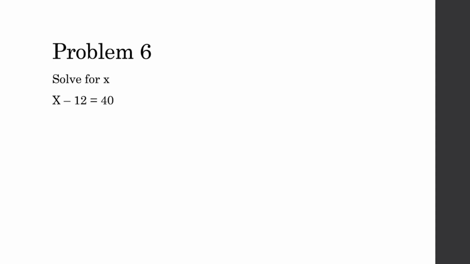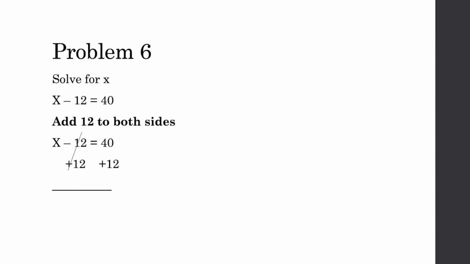Okay, hopefully you guys had plenty of time for this, so let's try to solve for it. So what we're going to do is add 12 to both sides since we have a minus 12 on the left side. So we're going to add 12 to both sides. The 12 on the left side cancels out. That gives you a 0 and leaves you with only x. And you get x equals 52.